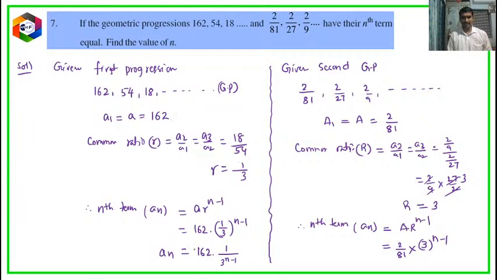Here a1 is equal to 162 and the common ratio is 1 by 3. Upon calculating, the nth term is equal to 162 into (1 by 3) power n minus 1. This I have not simplified, because finally we have to simplify it. And again one more progression is given: 2 by 81, 2 by 27, 2 by 9 and so on.